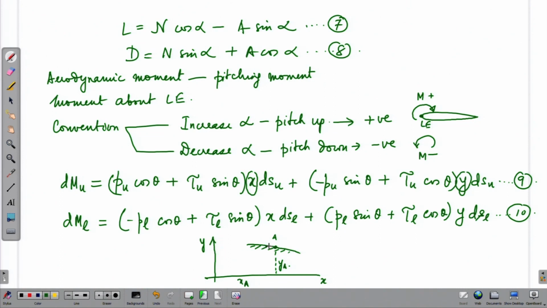When you are calculating the elemental moment which acts due to the pressure and shear stress distribution on that small element d s centered about point A, then you are going to use these coordinates as the moment arms here. Likewise, it is done for all remaining elements on the airfoil surface, and then the total effect is integrated in order to get the total moment.